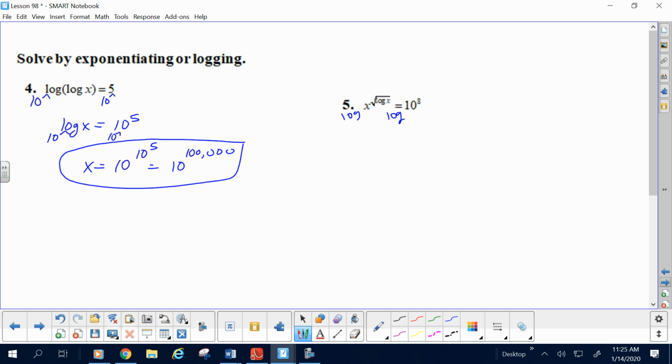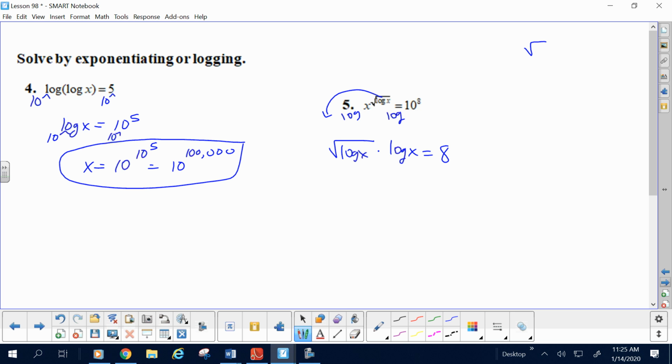Now, if I do that, then the log rule says I bring down the root log, multiply it times normal log, and the right side is 8. Okay, cool. Are the arguments the same? They are the same. They are both log of x. Okay, good job. So, what now?